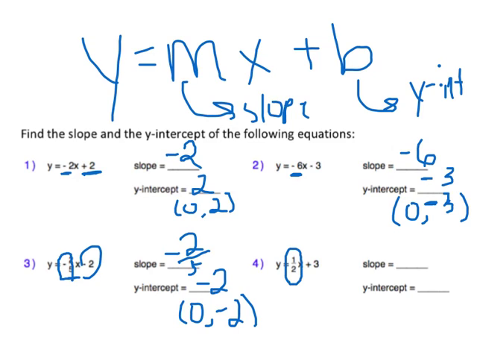Looking at line 4, what is our slope? It's the number next to our x, so it's 1/2. What is our y-intercept? It's the other number, so it's 3, which you can write as 0, comma 3.